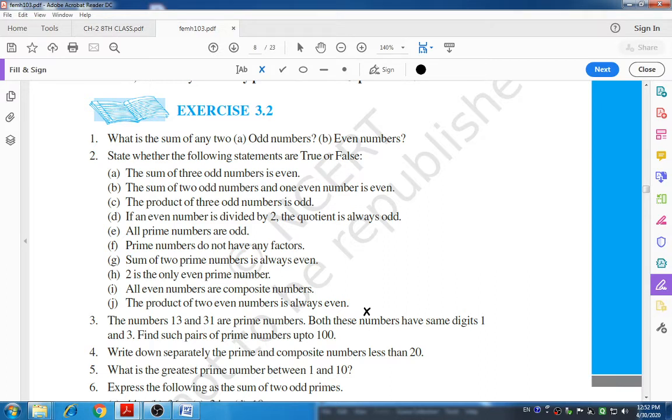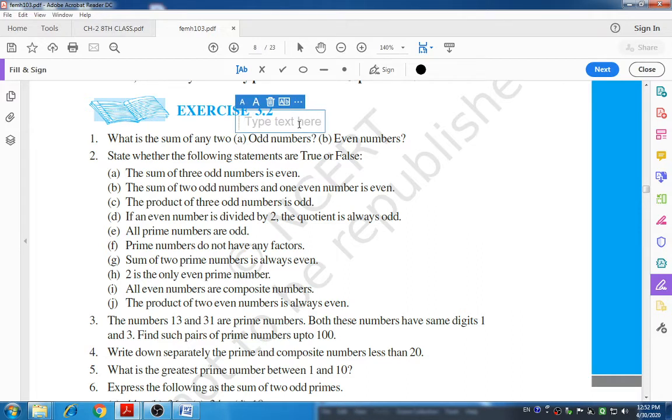So now we will start to solve our exercise 3.2. Students, this exercise is very easy but very important. So please be alert and listen to this video carefully. Now we are going to start to solve our exercise 3.2. What is the sum of any two odd numbers?